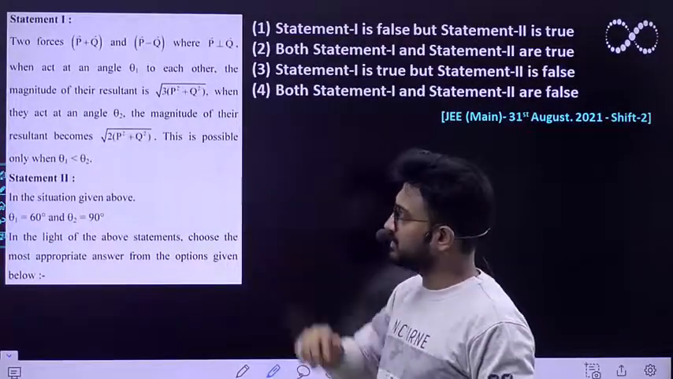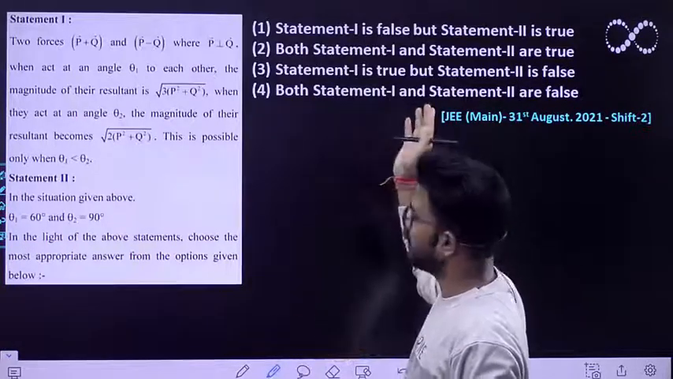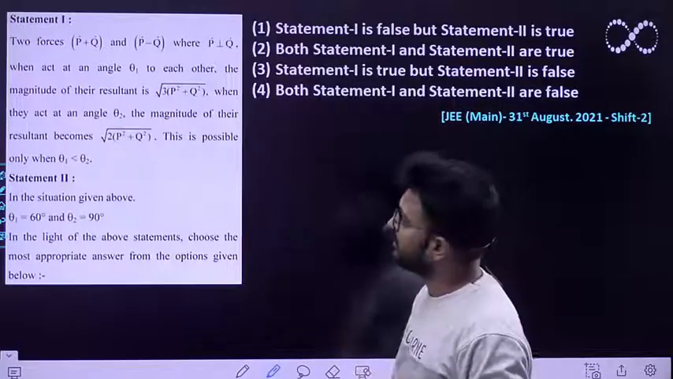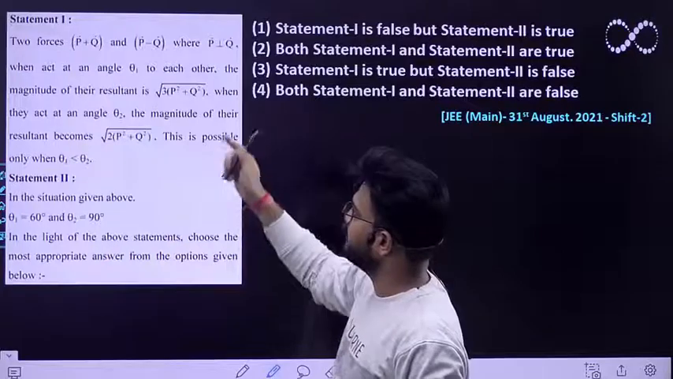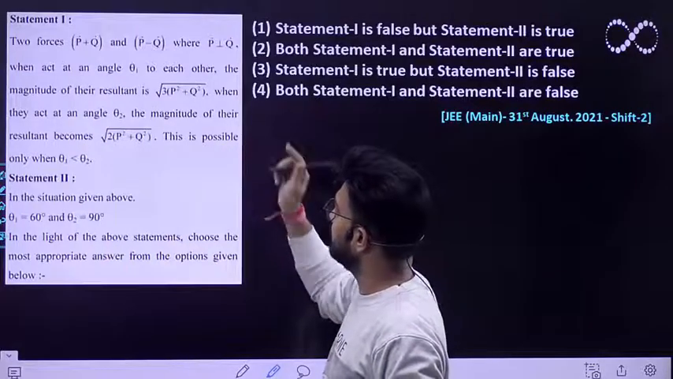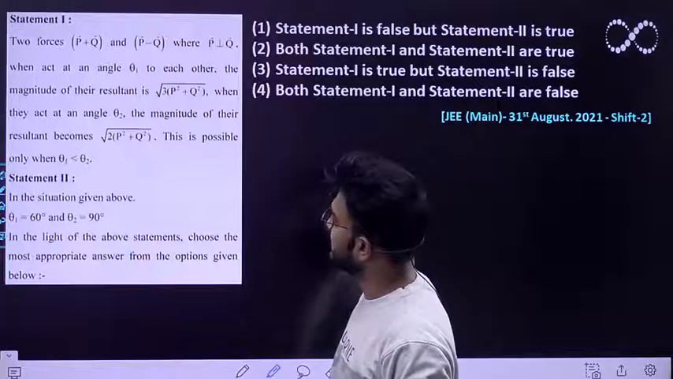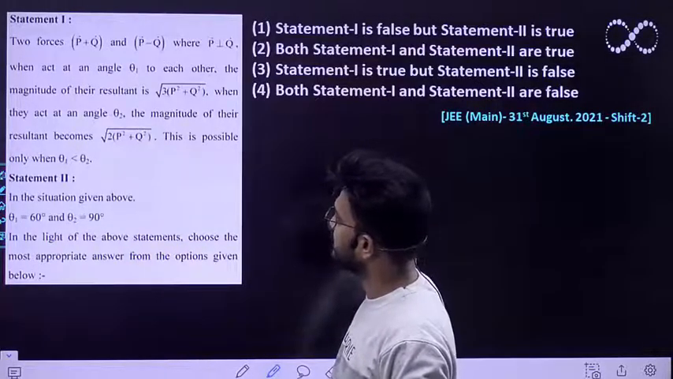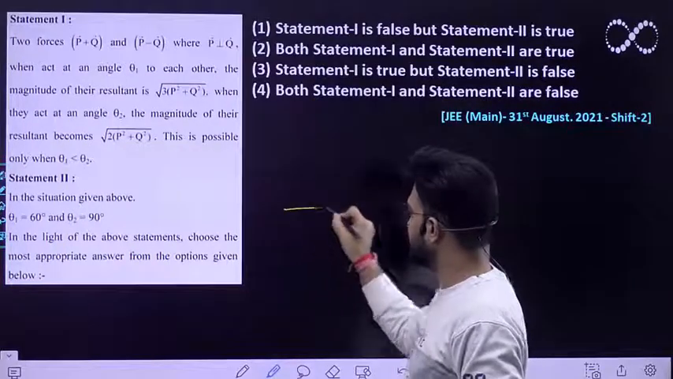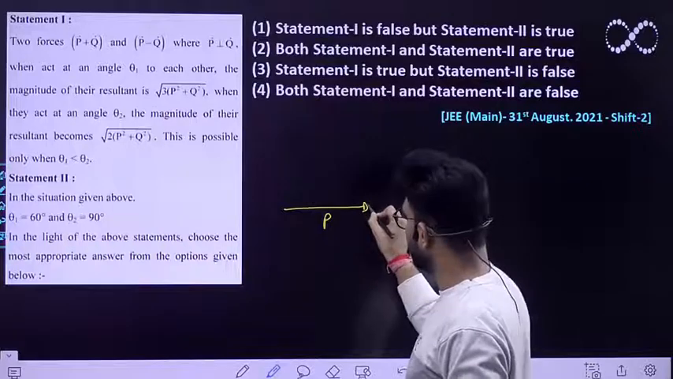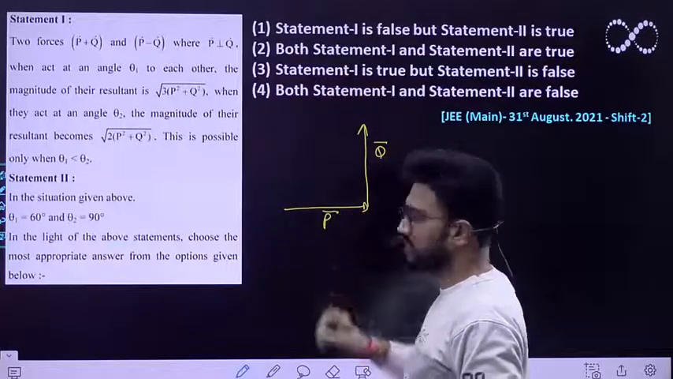you have been given two statements, statement 1 and statement 2. You need to find out whether statement 1 or 2 is true or false. Okay, statement 1 says two forces P plus Q and P minus Q, where P and Q are vectors, when acting at an angle θ1 to each other, the magnitude of the resultant is this much. So you have been given two perpendicular vectors P and Q. Okay, these are the two vectors which have been given to you.